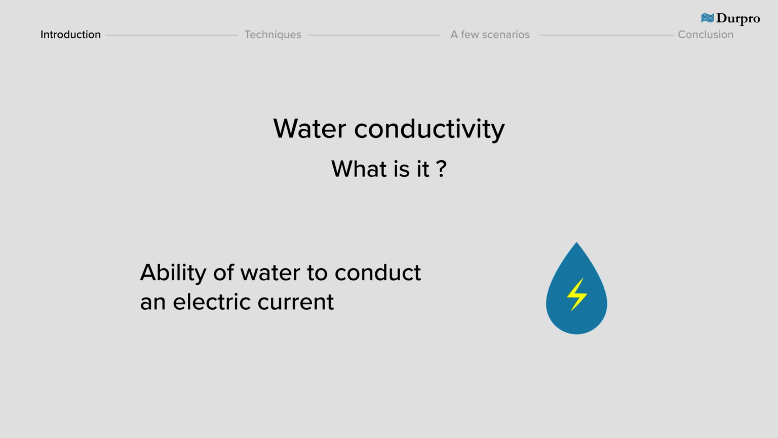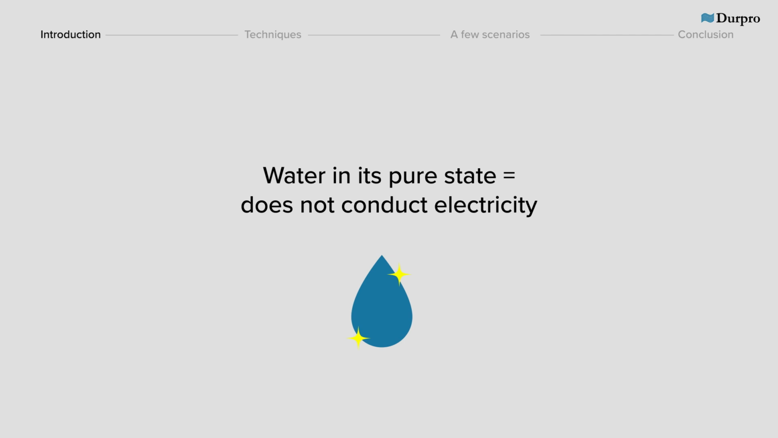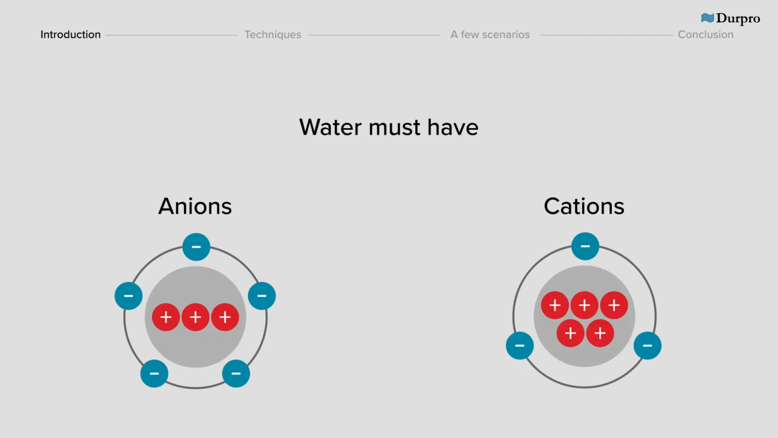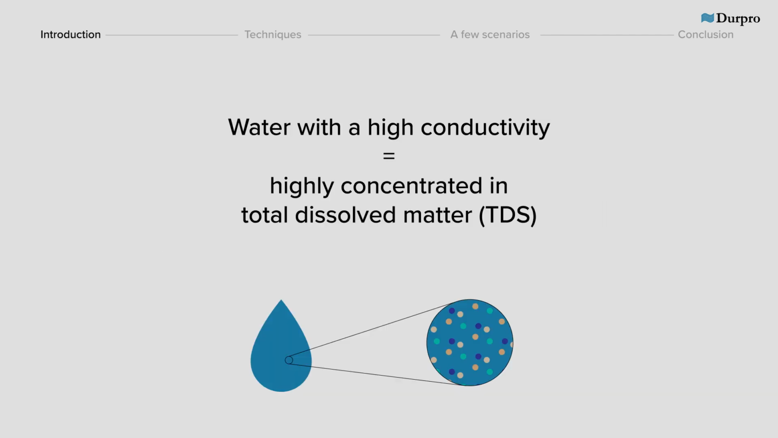The conductivity of water represents its ability to conduct an electric current. It is important to note that in its pure state, water does not conduct electricity. To be a conductor, water must have some cations and anions that will allow the transfer of energy. Knowing this, you can understand that water with a high conductivity is also highly concentrated in total dissolved matter.